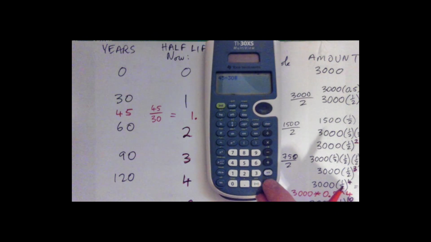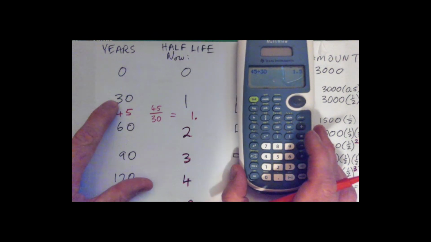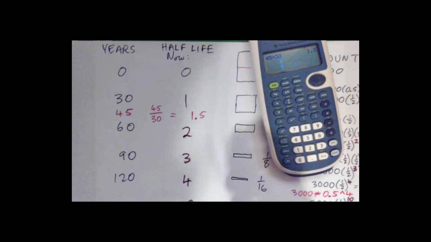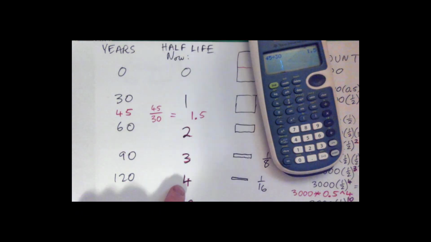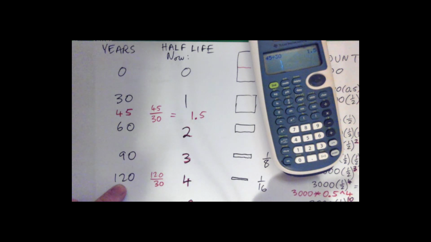Over 30? 1.5. Yeah, and that makes sense because 45 is literally halfway between 30 and 60, right? So it is 1.5. Does that one kind of make sense? Right. So 120 years, by the way, was 4 half-lives. Look at that. So just for fun, everybody, do this. Go 120 and divide that by 30, and what do you get? 4.